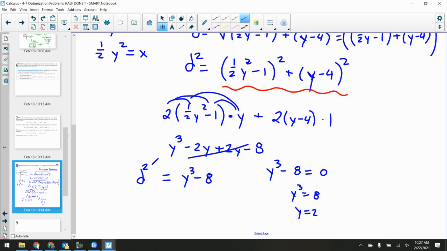So what is x equals? Well, x equals 1/2 y squared. Look, it's right up there, still up in the corner of my screen. 1/2 y squared is equal to x. So 1/2 times 2 squared, so 2. So where is the closest point? 2, 2.